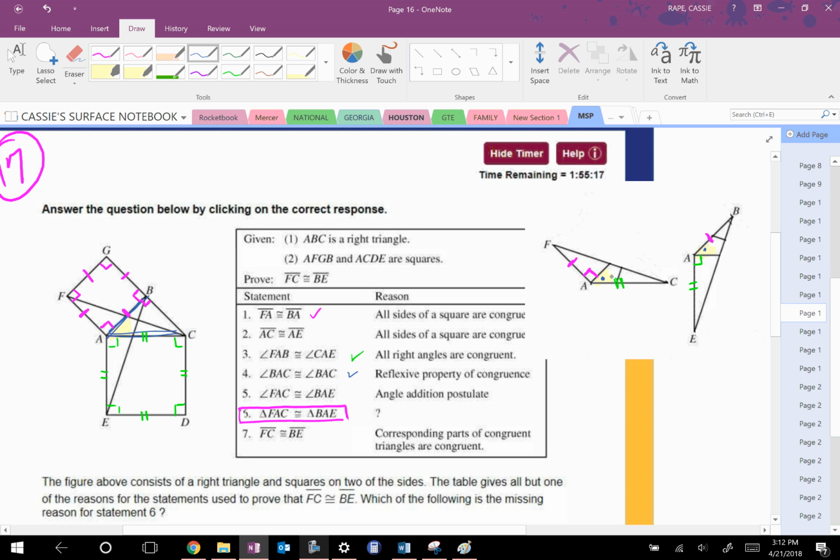Also, angle FAC is congruent to angle BAE. I'm looking at the two smaller triangles now. That means this angle here and this angle here have to be the same because you're adding the same two angles to get that angle measure. So if FAC and BAE are congruent, and it's real easy to see when they're separated, this is the side angle side property. And then, of course, FC is congruent to BE by CPCTC. So the answer to this is side angle side, and that is B.